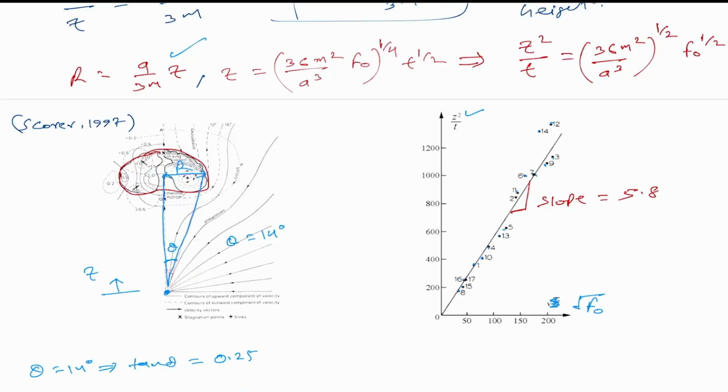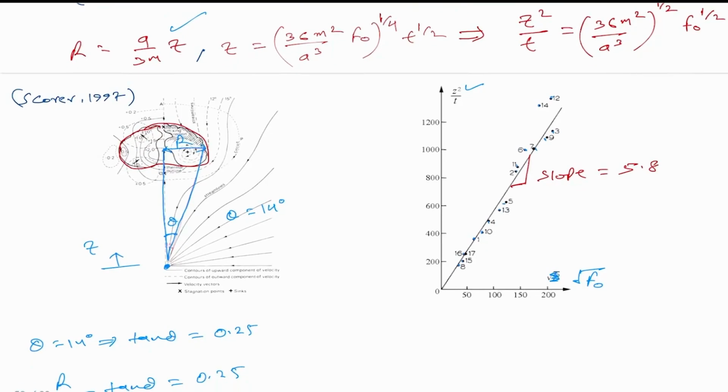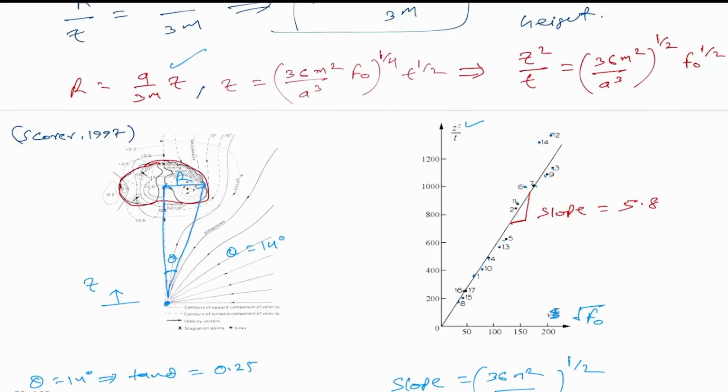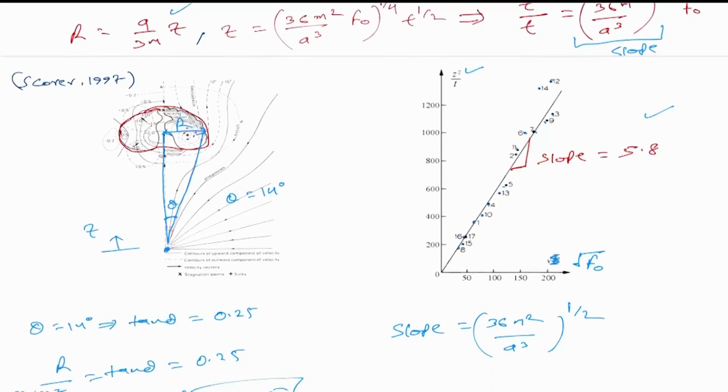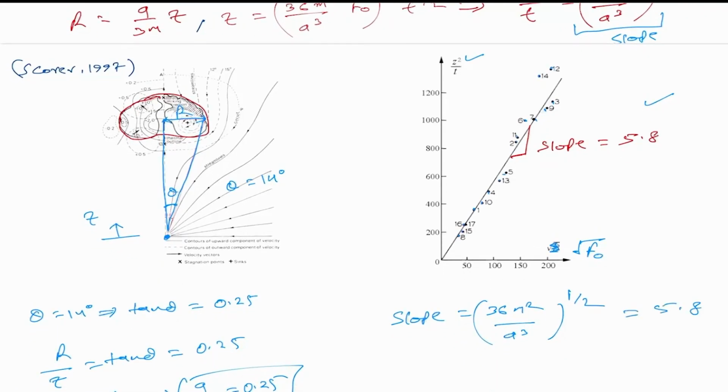Okay, this slope has a value of 5.8, and this is found purely experimentally by performing almost 15 to 20 experiments and plotting z square by t versus square root of F naught. And what do we see here? The slope that we have found must be equal to 36 m square over a cube to the power 1 by 2, where this is coming from here, right? This is the slope that we get there. So that is the same slope that we also get from this equation, from this plot. Okay, and this has a value of 5.8.